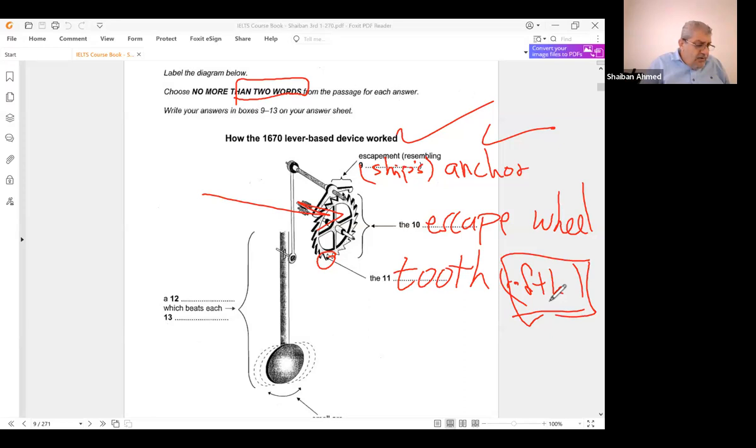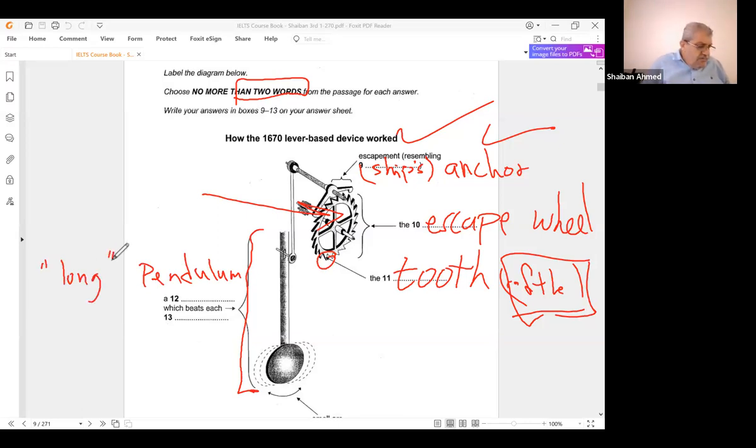In turn, allowing it to turn a precise amount, unlike the original form used by early pendulum clocks. The anchor escapement permitted the pendulum to travel in a very small arc. Moreover, this invention allowed the use of a long pendulum. So what is this here? You can say pendulum or long pendulum. So I want pendulum, or you can say just long pendulum.